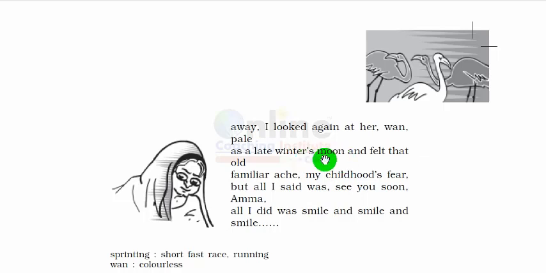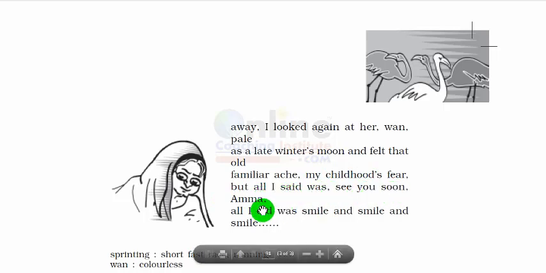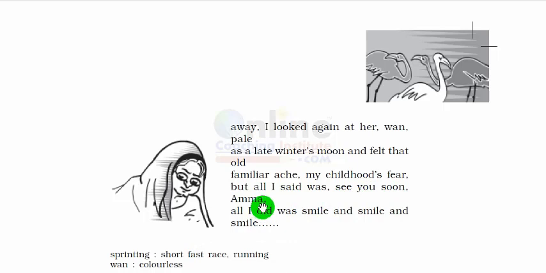What happens during this time? Yes, the fog comes, and it hides the brightness of the moon, right? And mist also comes. As she looks old now, her personality is affected by it. The poet is feeling the pain of separation. 'My childhood's fear, but all I said was, see you soon, Amma.' What is she feeling? Yes, the pain of separation.